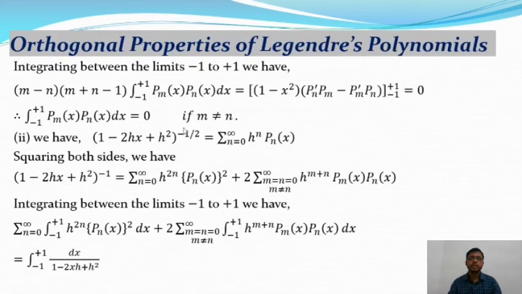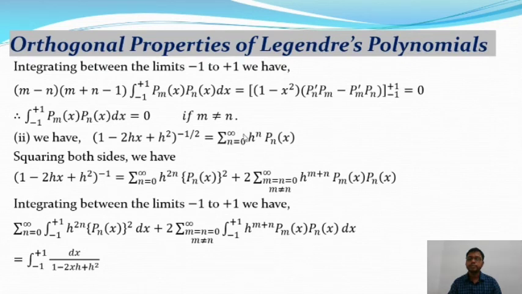So this is the generating function of the Legendre polynomial I have already discussed in the previous slide. Now squaring both sides, we have (1 - 2xh + h²)^(-1) on the left. After squaring, this is equal to the summation over n = 0 to infinity of h^(2n) into (Pn(x))² plus 2 into the summation over m, n = 0 to infinity, where m not equal to n, of h^(m+n).